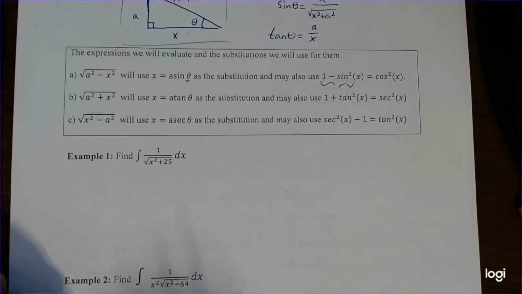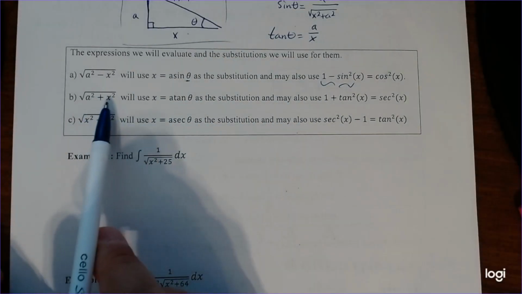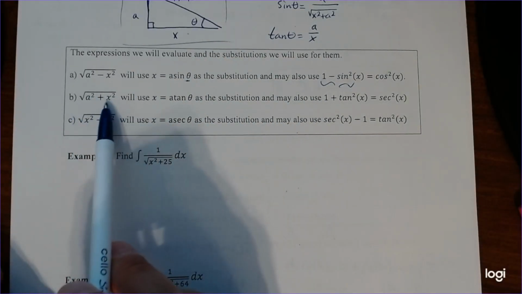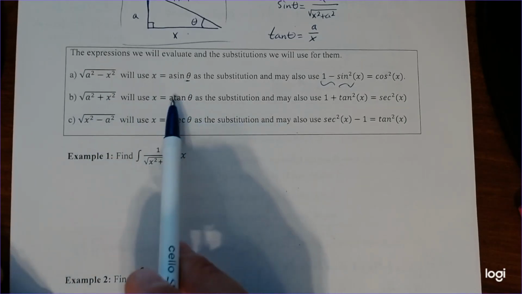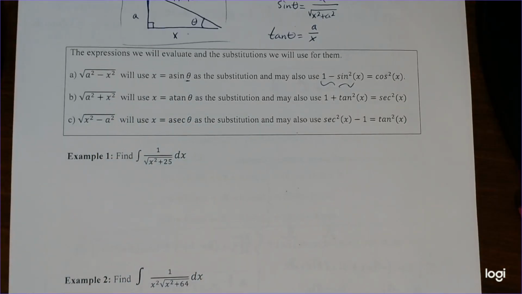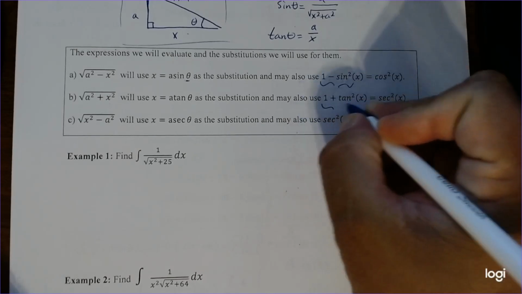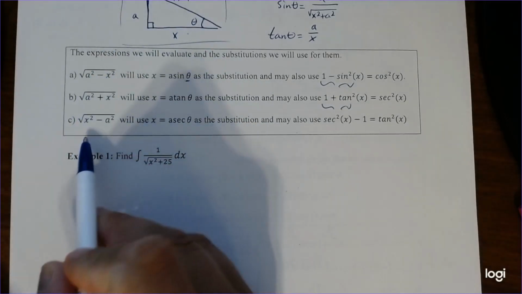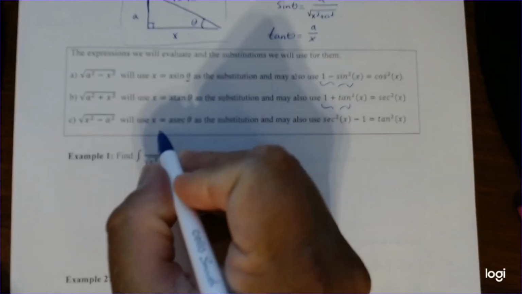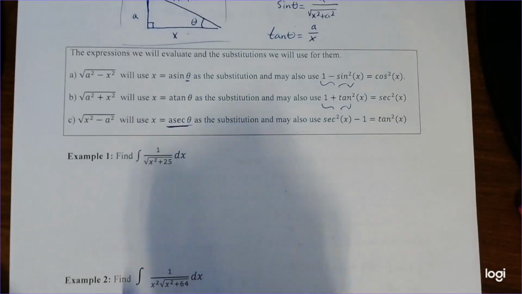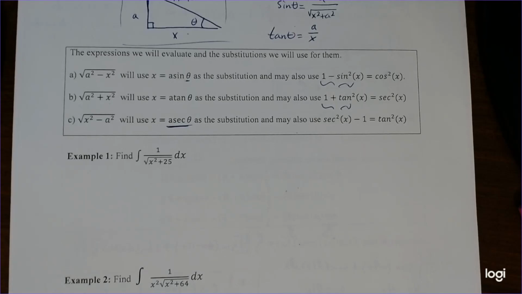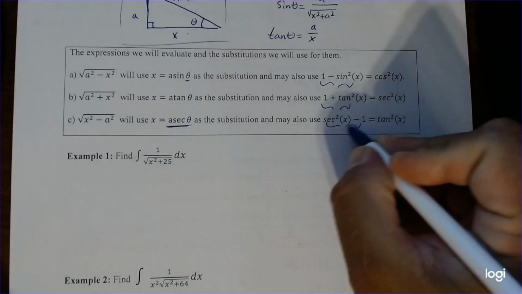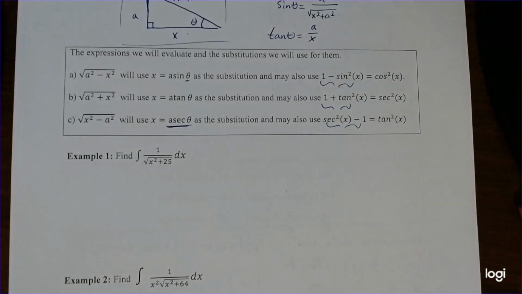If we have the opposite, a squared plus x squared, or x squared plus a squared, because it doesn't matter with addition, we use tangent instead, so x equals a times tangent theta. Then we use the Pythagorean property of secant squared equals 1 plus tangent squared. The last scenario is flipping these. If it's x squared minus a squared, we use x equals a times secant theta, and use the same Pythagorean identity as above, just in terms of tangent this time.